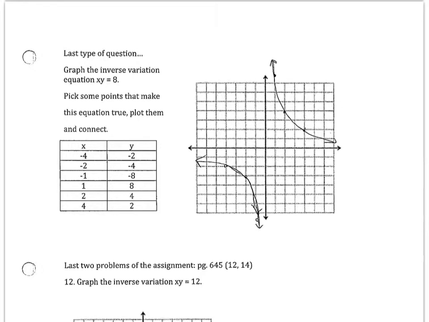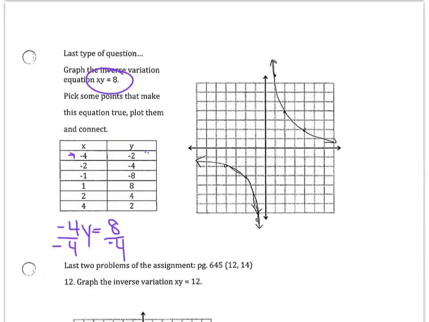If it says graph the inverse variation equation, xy equals 8, in this case we really just want to plug in some values of x like we would do in any other problem. So if we plug in -4 into the problem, you're going to have -4 times y equals 8. When I divide each side by -4, I'm going to end up getting -2.